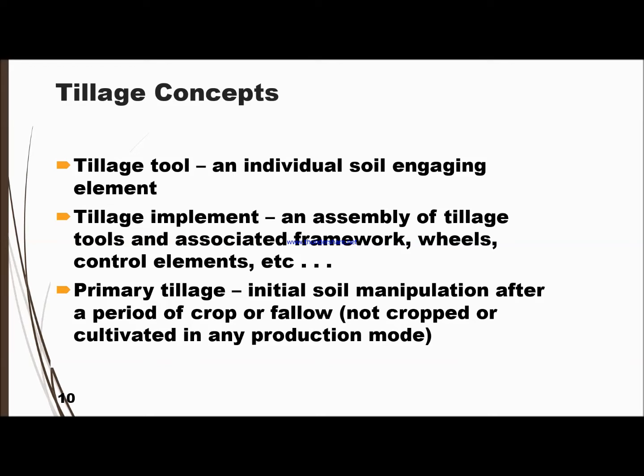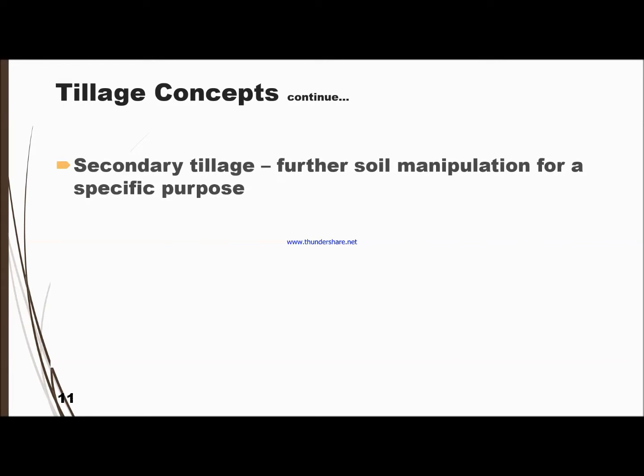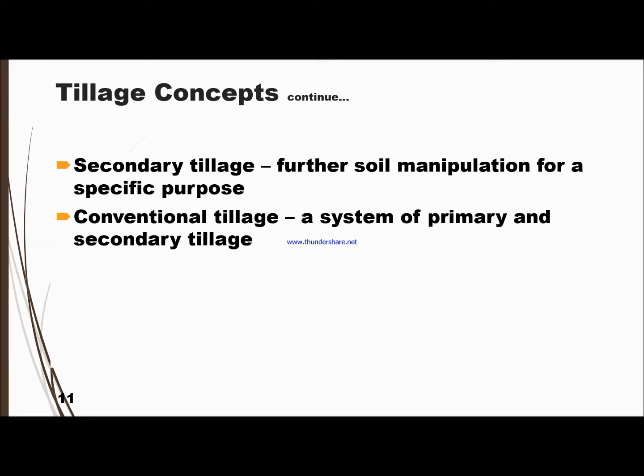Primary tillage is the initial soil manipulation after a period of crop or fallow. Basically, it is the first tillage operation to prepare the soil prior to crop cultivation. Secondary tillage is a further soil manipulation for a specific purpose. Normally, we want to prepare the soil to make it better quality for crop growth. We pulverize the soil more, to a finer size than the first, primary tillage.